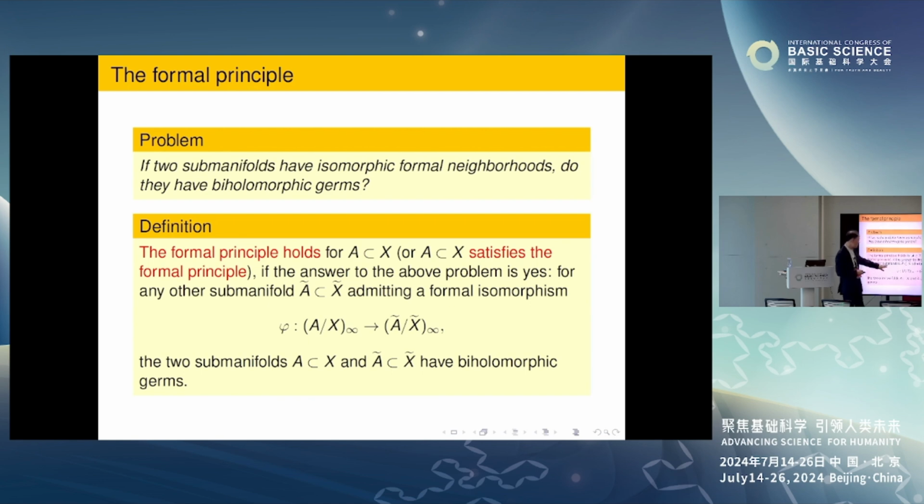A in X satisfies the formal principle if for any other submanifold admitting a formal isomorphism, the two submanifolds have biholomorphic germs. Then we say that the formal principle holds. So it's just a convenient way to state this problem. Instead of asking this, we just ask whether a submanifold satisfies the formal principle. So that is the main interest of our study.